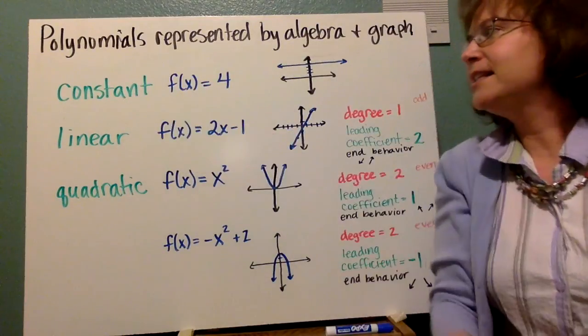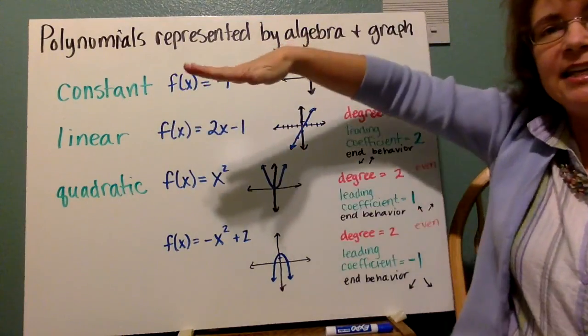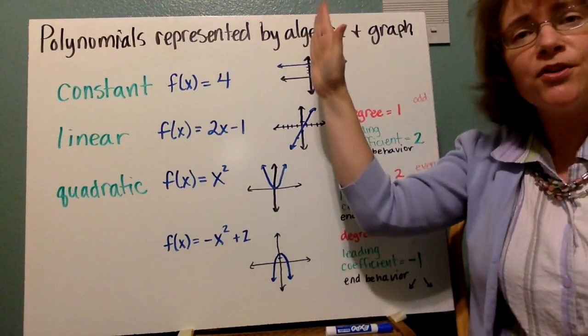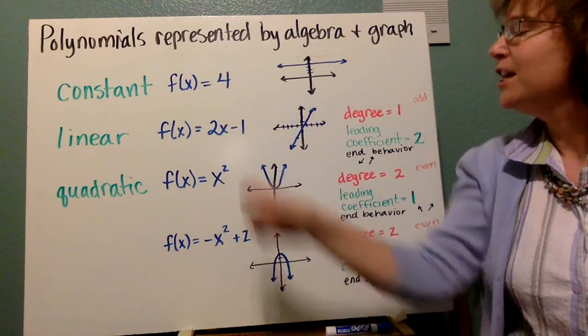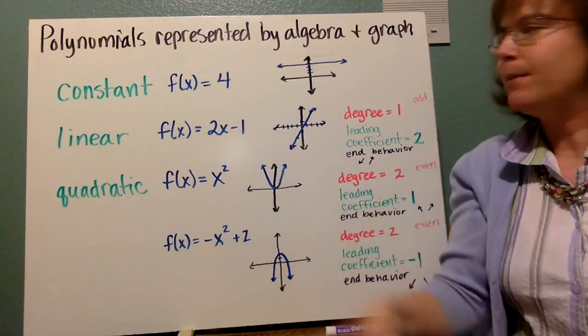So a constant is just f of x equals 4. That's any horizontal line. You can't have a vertical line because that wouldn't be a function. That is a 0-degree polynomial.